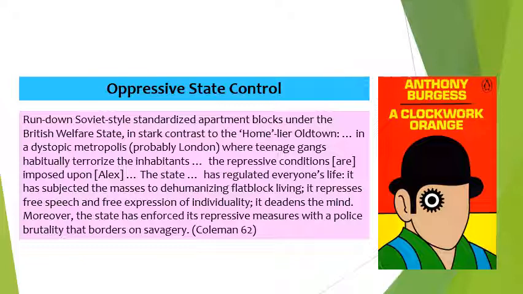There is this sense of oppressive state control, this communist architecture whereby the repressive conditions are imposed upon Alex, in the way that the authorities think about him, but also this dystopic metropolis, whereby the people are subjected to masses living in these dehumanizing flat block areas. And I think the depiction portrayed within Extract 2 does indeed show this repression of free speech and expression of individuality.